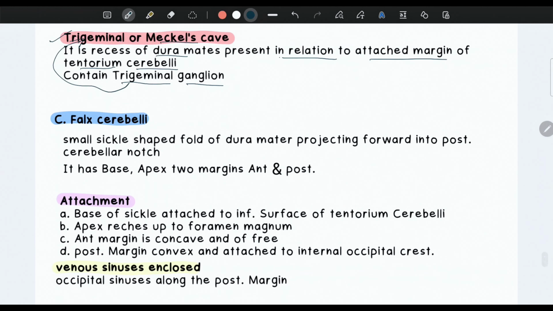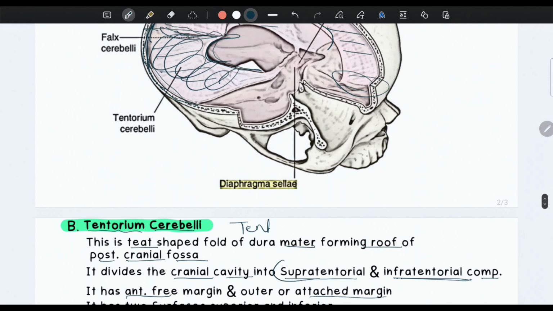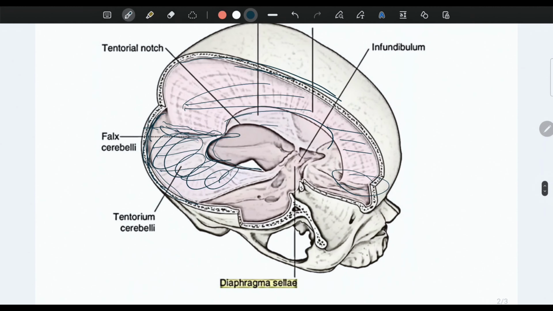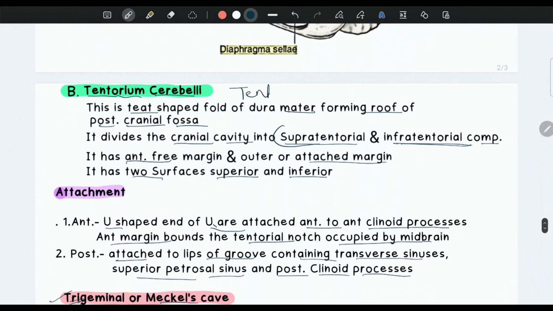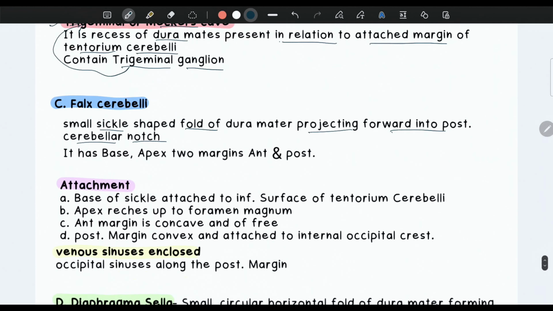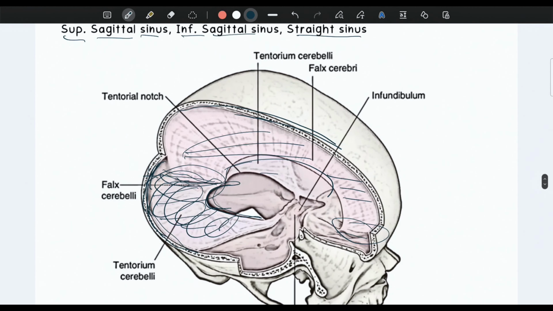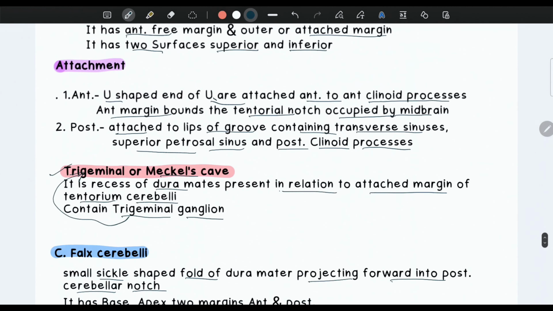Then the third one is the falx cerebelli. It is a small sickle-shaped fold of dura mater projecting forward into the posterior cerebellar notch. Now we will see the falx cerebelli. This structure is called the falx cerebelli. If this is our falx cerebri, then this short sickle-shaped structure present below the falx cerebri is called the falx cerebelli, and our tentorium cerebelli is present like this.